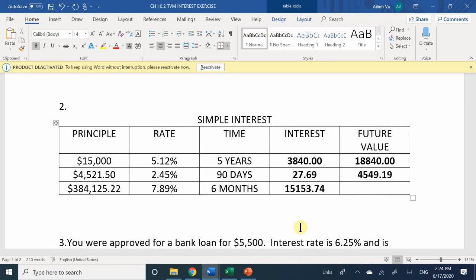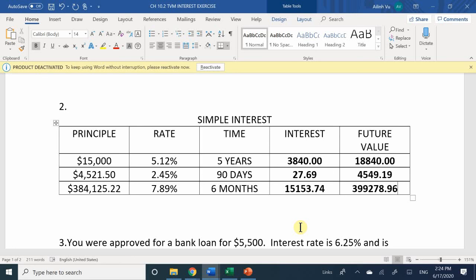Add the interest and the principal together. And what do we get? 399,278.96. Yeah, me too, 9.6.